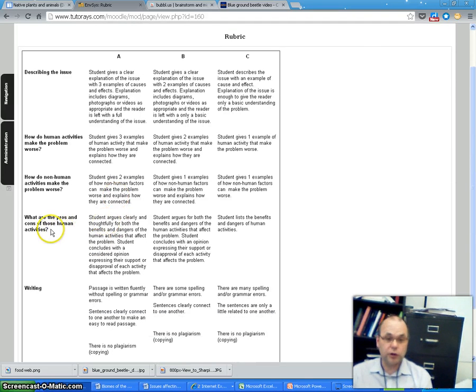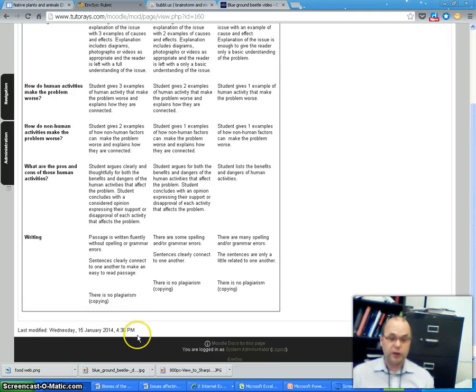Pros and cons of the human activities. This is where I want you to argue about the benefits and the dangers of what the people are doing. And then in the end, say what you think you should do. And as usual, you'll have seen this in all my rubrics. There's a writing rubric. You get a score for how well you've written.